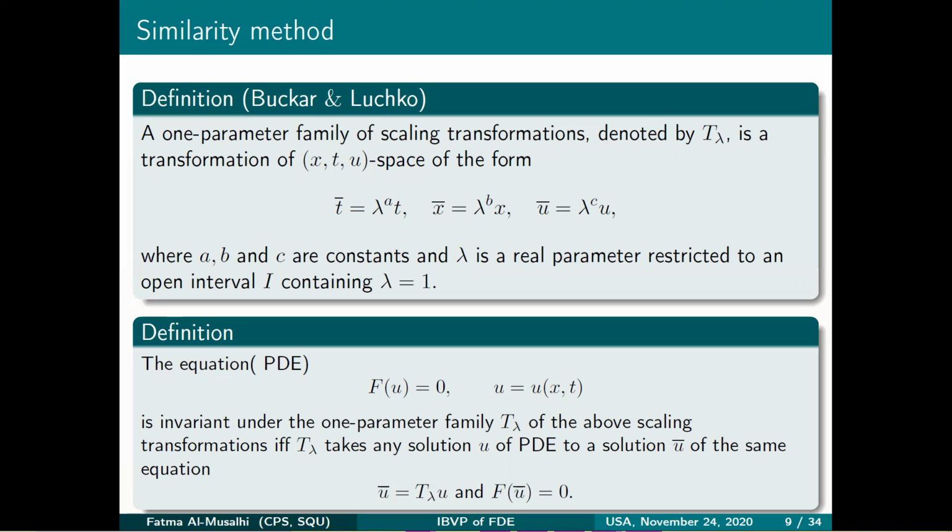So we need to determine our scaling transformation. Usually we choose it in this way, where A, B and C are arbitrary constants. Then our PDE, if u equal to 0, is invariant under the one-parameter family T lambda, which is given by this transformation. This transformation takes any solution u of the PDE to a solution u bar of the same equation. So these transformations leave the equation unchanged.